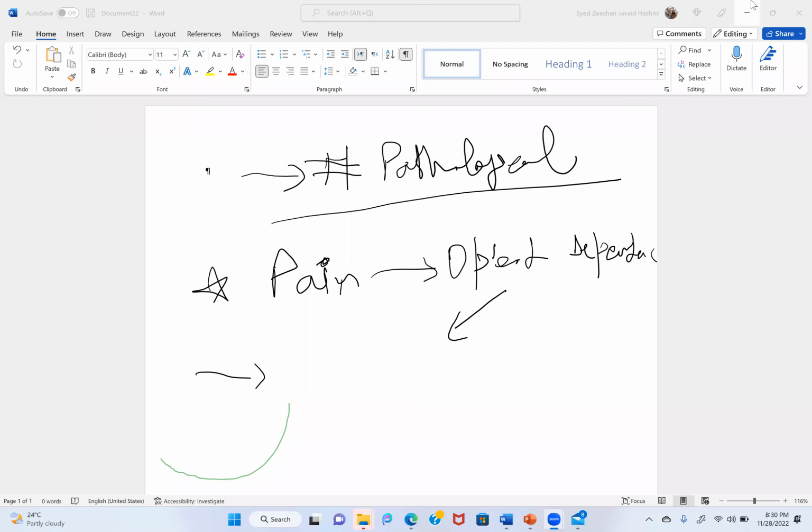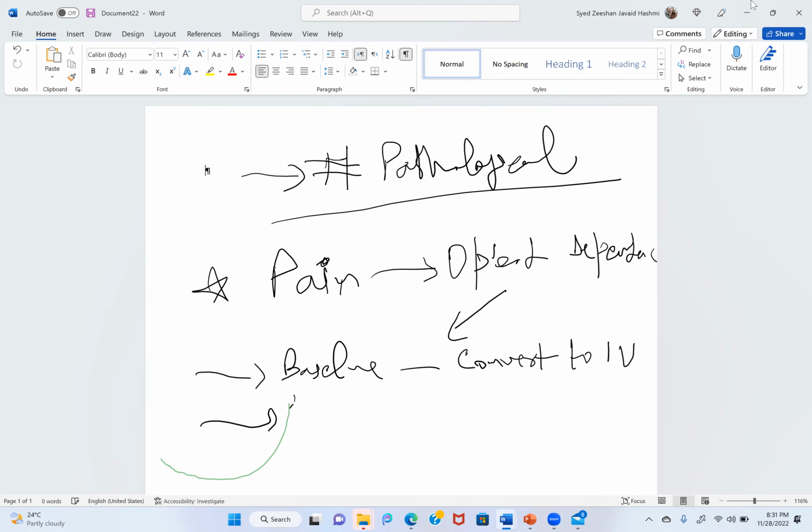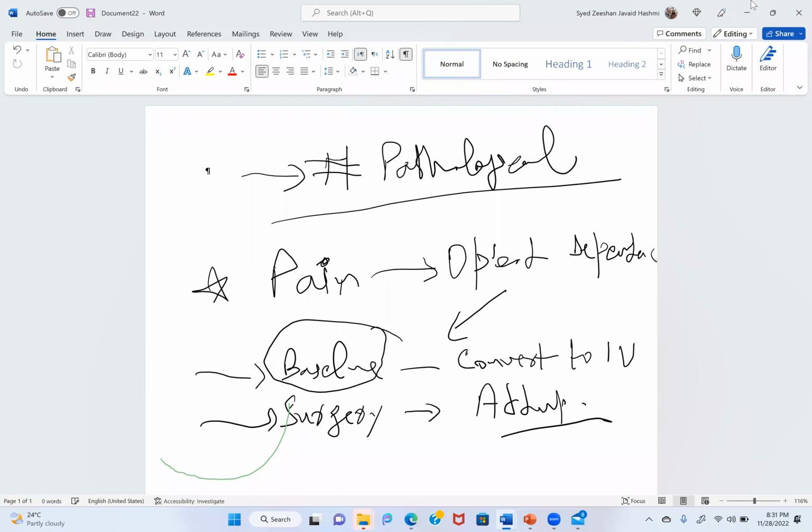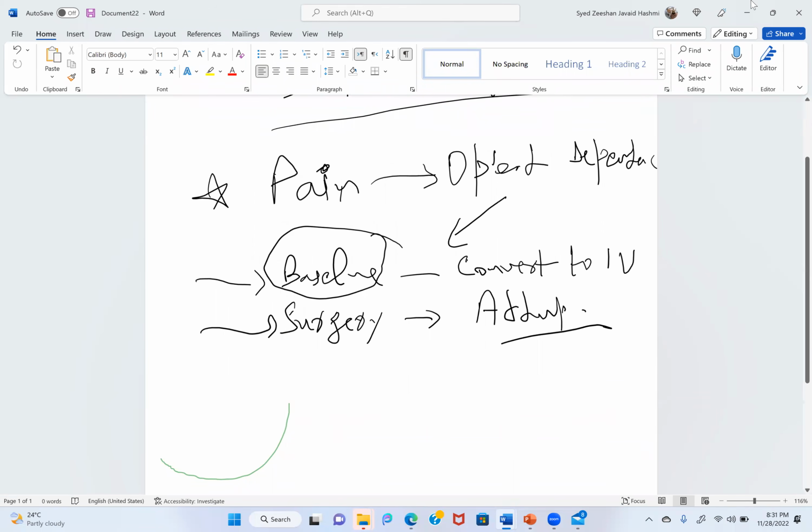So you will be looking at what is the baseline requirement. If it is oral, you have to convert to IV. And then, according to the surgery or according to the acute pain, you may have to add analgesia. So you have to replace the baseline, converted oral to IV. If it is some other opioid, you should know the interconversions of opioids, and then you will be replacing it.